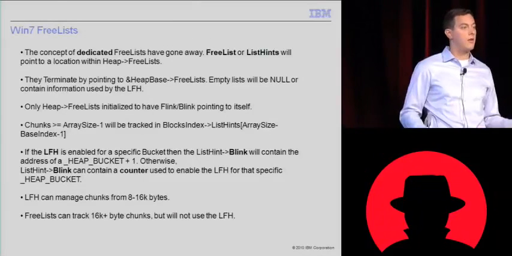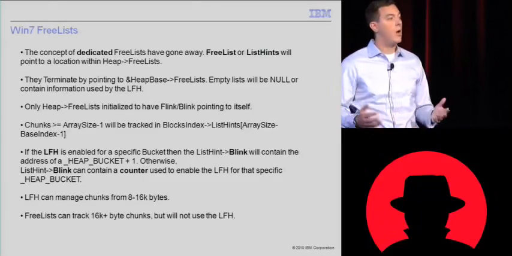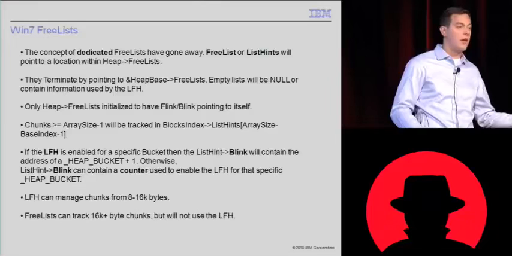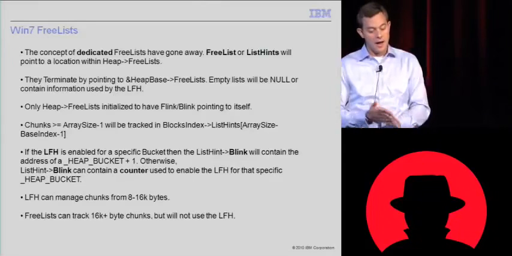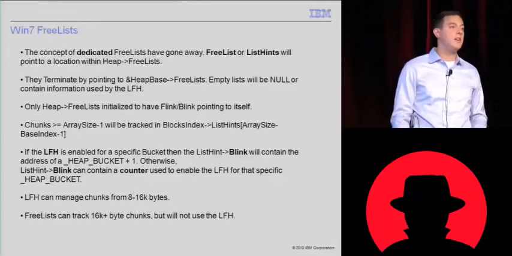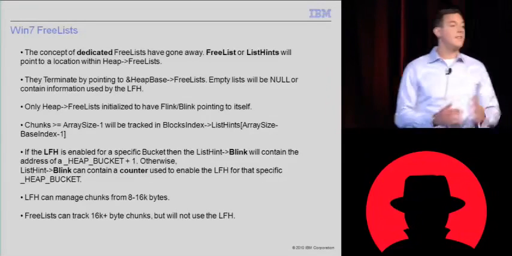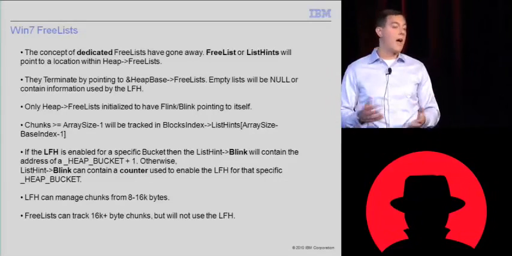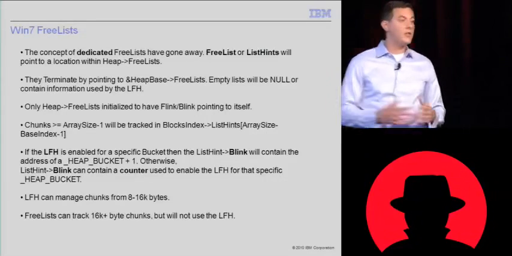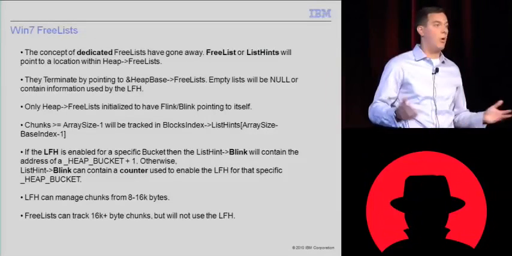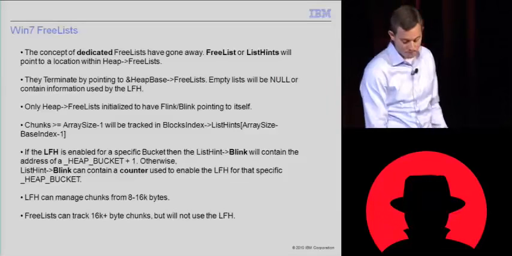That's how the allocator and deallocator know whether to use the front end heap, the low fragmentation heap, or the back end. And like I said before, the low fragmentation heap only deals with chunks from 8 to 16K in bytes. That doesn't mean the blocks index don't track chunks larger than that. It's just that the low fragmentation heap won't do any of the work for them.